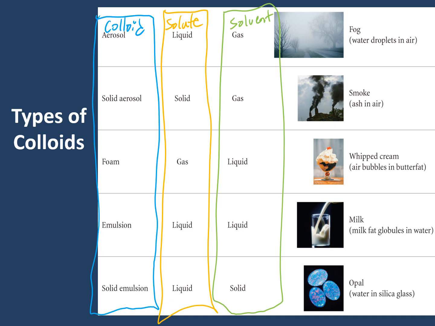The last type of colloid is a solid emulsion, and this is where you have a liquid dispersed throughout a solid. A good example of this is opal beads. Opals are silica glass, that's the solid part, and inside that glass there are pockets of water dispersed throughout the opal. Those pockets of water reflect light, and that's what gives them that pretty blue color. So it's kind of cool.